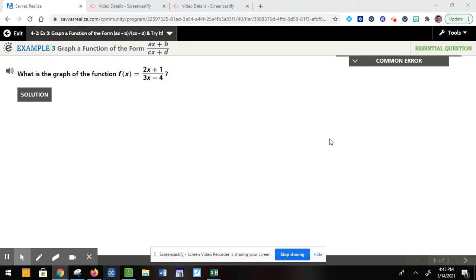Now we're going to look at graphing functions when they're in the form ax plus b over cx plus d. Essentially what that form is indicating is that the numerator and denominator are linear.